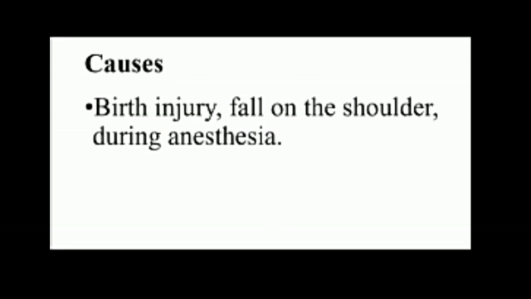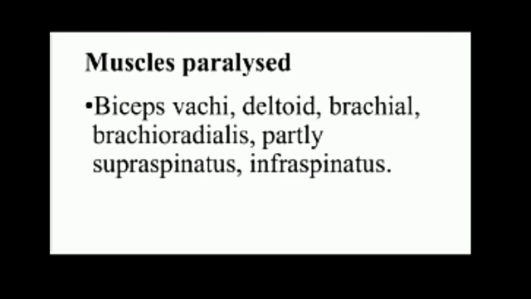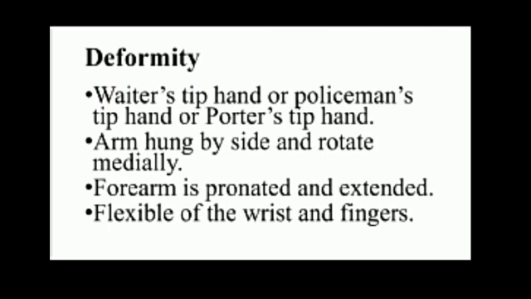Causes: birth injury, fall on the shoulder during anesthesia. Muscles paralyzed: biceps brachii, deltoid, brachialis, brachioradialis, partly supraspinatus and infraspinatus. Deformity: waiter's tip hand or policeman's tip hand or porter's tip hand.